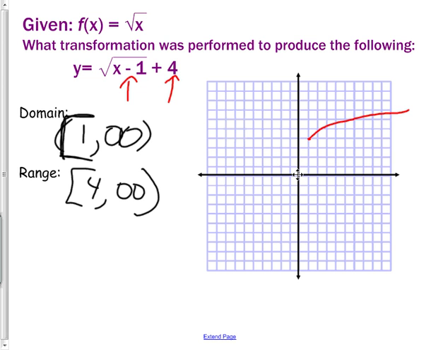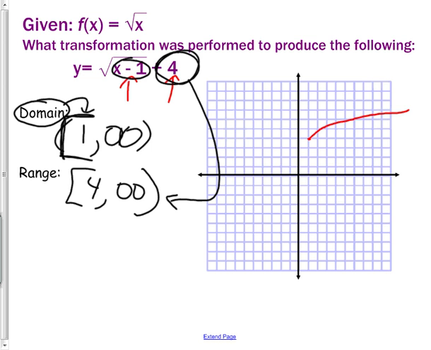Doesn't it make sense that the 1, since it deals with left and right, would be in the domain? That makes sense to you? And if you just look at this, it's the up and down thing, and it has to do with the range, and the range is up and down stuff, so that makes sense that that would be in there. All right.